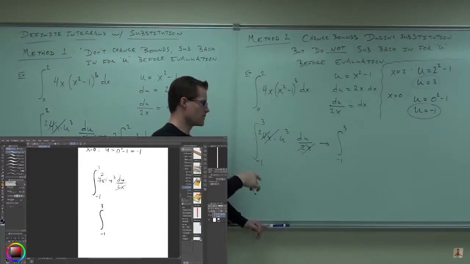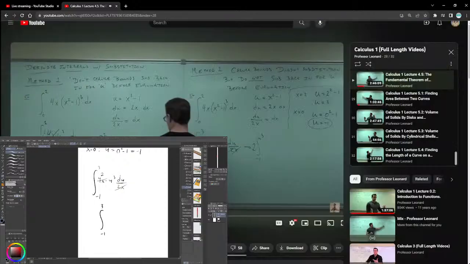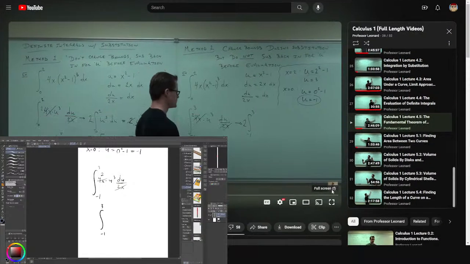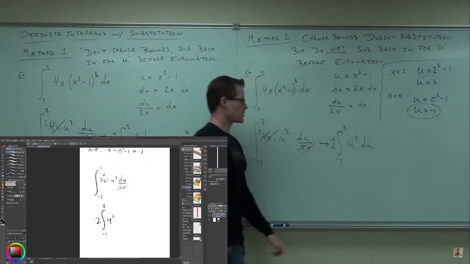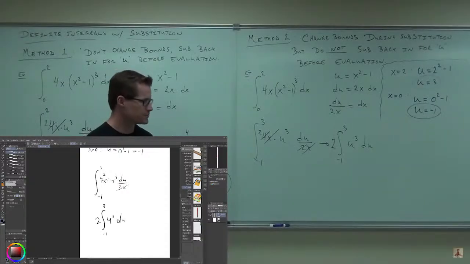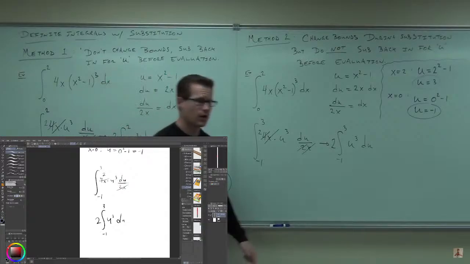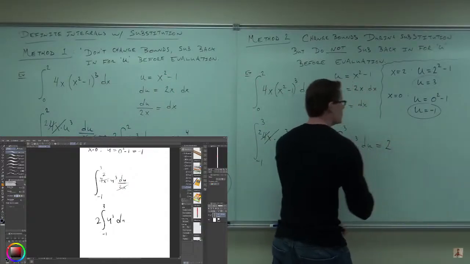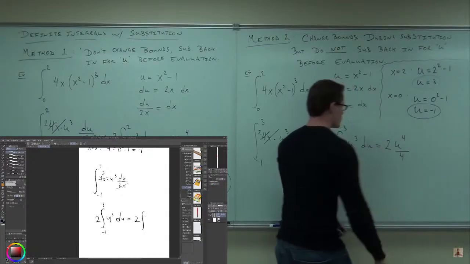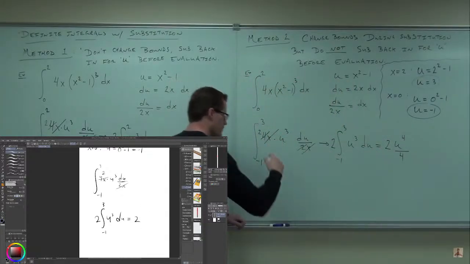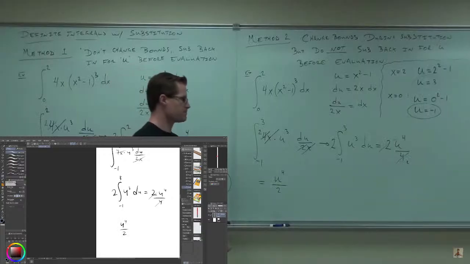So -1 to 3 will still pull the 2 outside. u to the 3rd du. Hey, we even do the integral the same way. We're going to get 2 times u to the 4th over 4. And we'll simplify that: u to the 4th over 2.